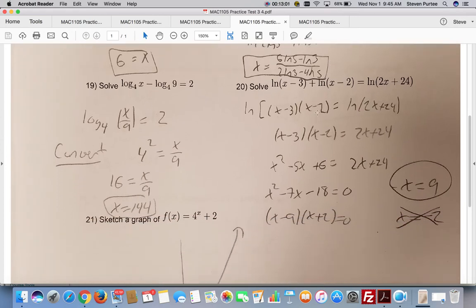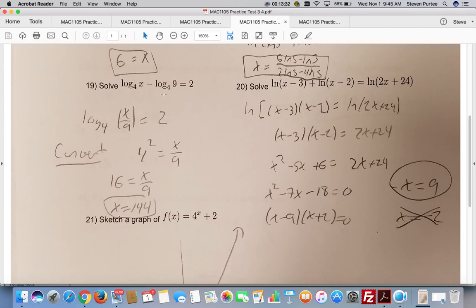Okay, now we're solving log equations. We also have two kinds of log equations: the ones where everybody is a log, like number 20, and the ones where not everybody is a log, like number 19. So number 19, this 2 is not a log. My goal is to squish all my logs together on the left side, write this as log of stuff equals a number, and then convert to exponential form.